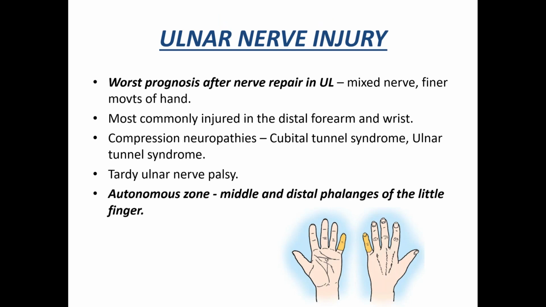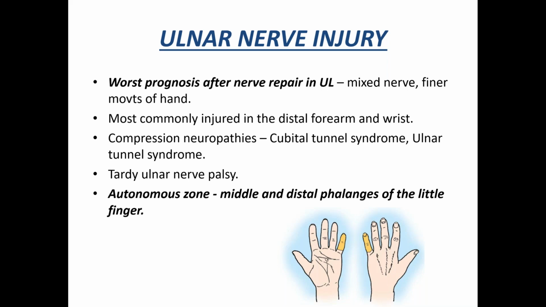Now, ulnar nerve injury has a not very good prognosis because it's a highly mixed nerve and it is involved in the finer movements of the hand. So by the time the nerve recovery reaches the hand, the muscles have undergone some degeneration and the recovery does not lead to a very good outcome.